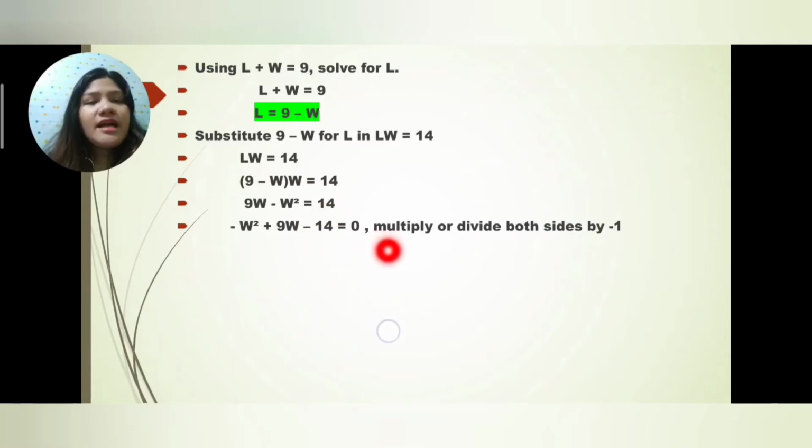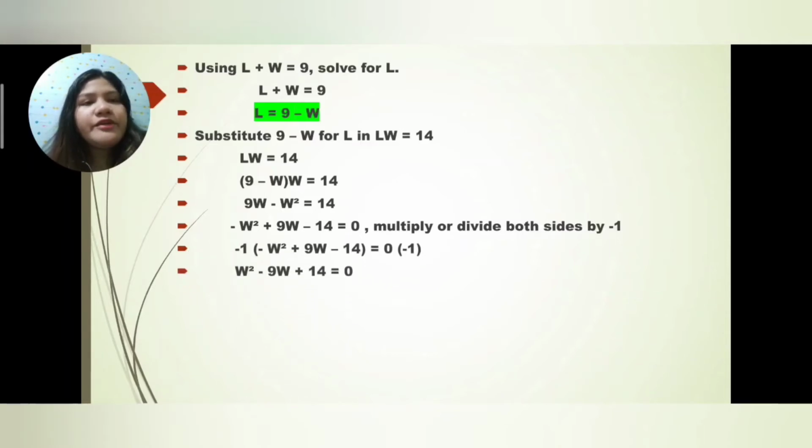Then, hindi pwede na yung first term, yung ax squared, ay negative. So, ang gagawin natin, we will multiply or divide both sides by negative 1 para maging positive siya. So, multiply natin. So, ito na yung final na equation. Negative 1 times negative W squared is positive W squared. Then, negative 1 times positive 9W is equal to negative 9W. Then negative 1 times negative 14 is equal to positive 14. Then equals 0 times negative 1 is 0.